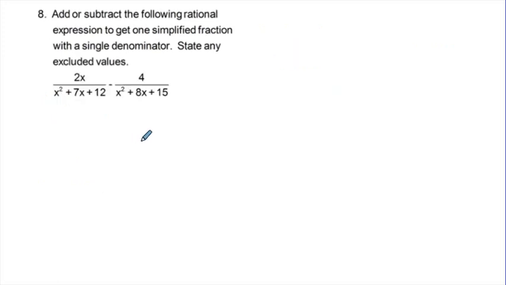Next, 8. Okay, same instruction, but we have a different problem here. So we have 2x over x squared plus 7x plus 12 minus 4 over x squared plus 8x plus 15. So let's go ahead and see if we can factor these denominators to help with what we're doing here. We've got x squared plus 7x plus 12, and that's going to be equal to x plus something, x plus something, and everything's plus. What two numbers multiplied together are 12, but added together are 7? Well, they're going to be 3 and 4.